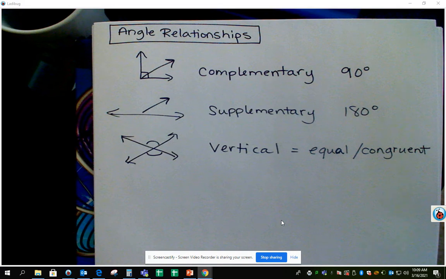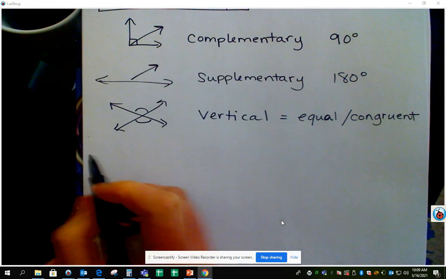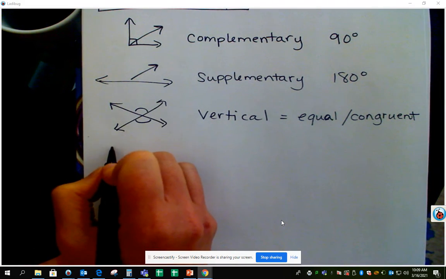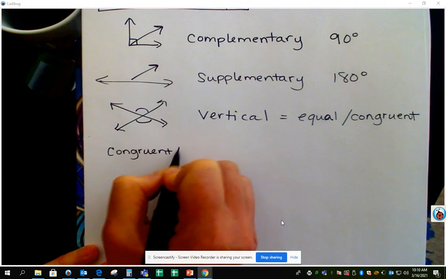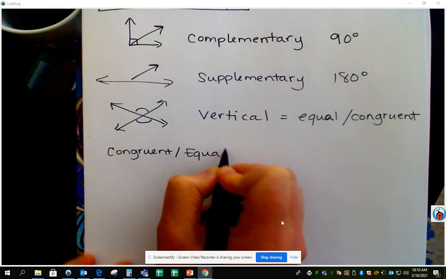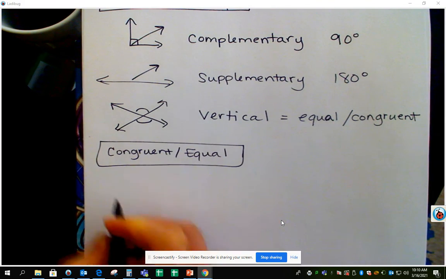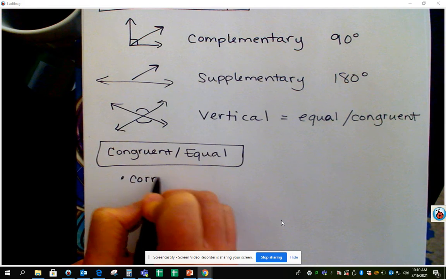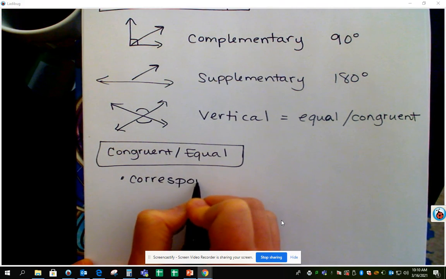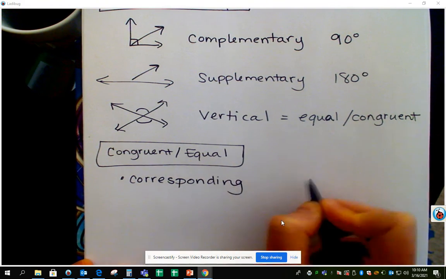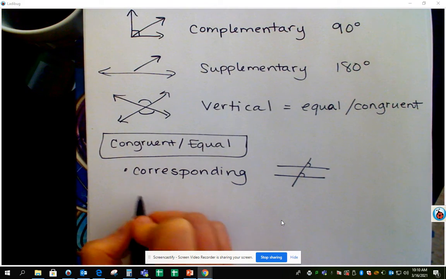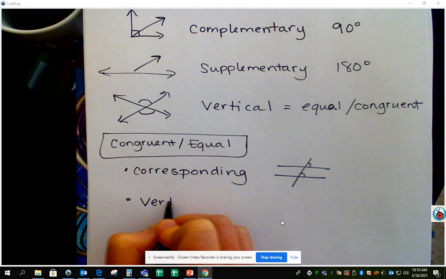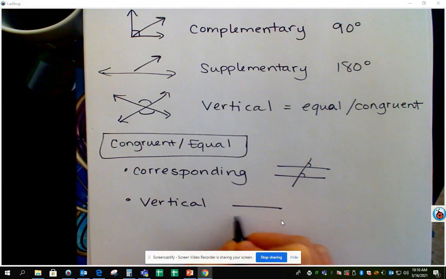Okay, and then the last set are those parallel lines with transversals. We're going to put them in two categories. So congruent, equal. Remember those types were corresponding angles. Make yourself a little sketch so you have a visual, like this one and this one. Vertical angles. Remember, we just did that up here, but in this scenario, something like this.